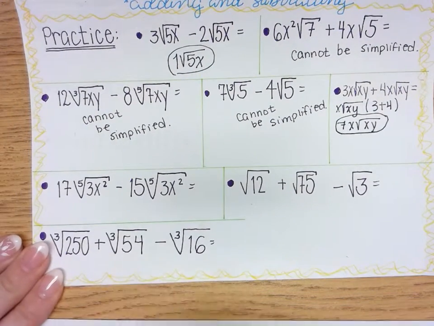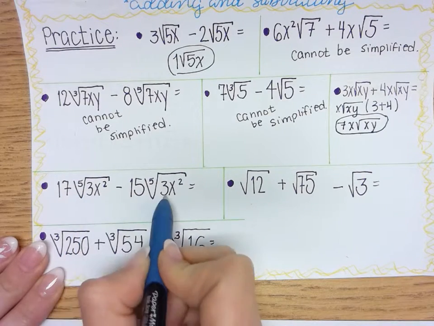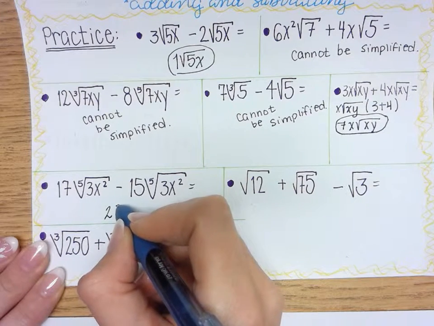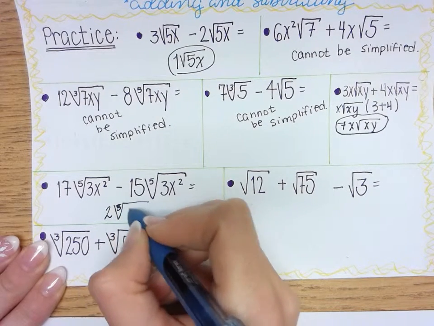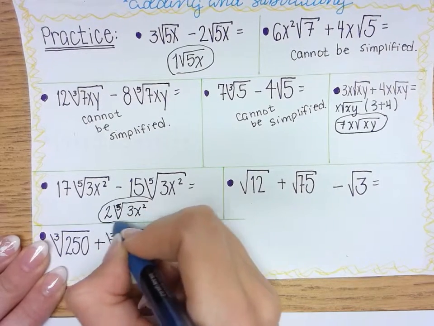Over here, 17 fifth root of 3x squared. Yep, we're good. So it's 2 fifth root of 3x squared. Can I take the fifth root of anything in there? Nope. So we're done.